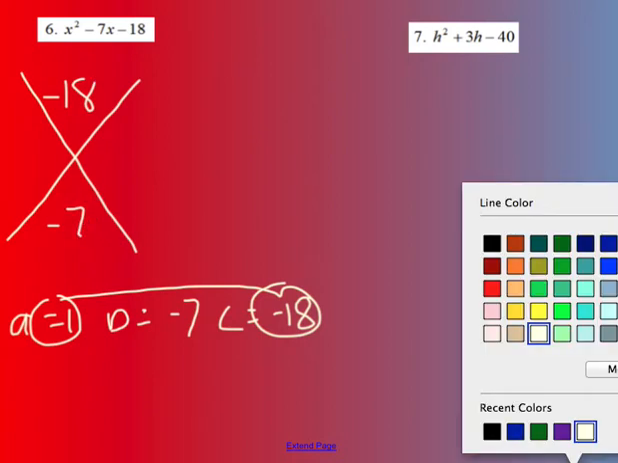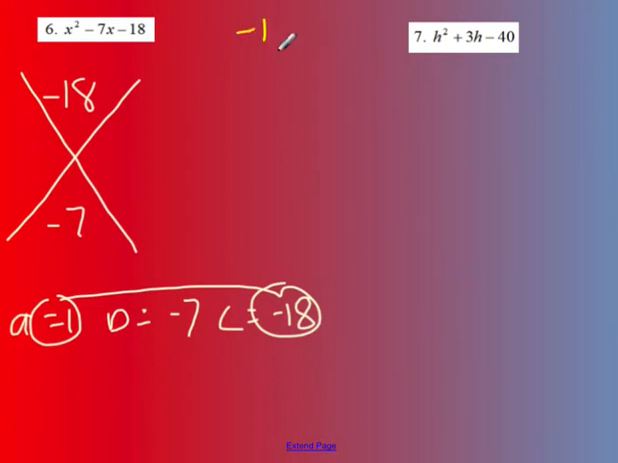Well, let's go ahead and take a look at the things that multiply to a negative 18. Well, because we have a negative product, I know I'm going to have a positive and a negative factor. So for negative 18, 1 and negative 18. Negative 1 and positive 18.